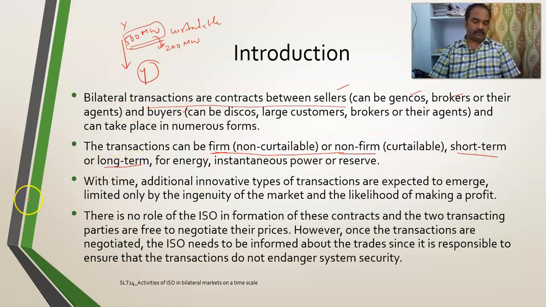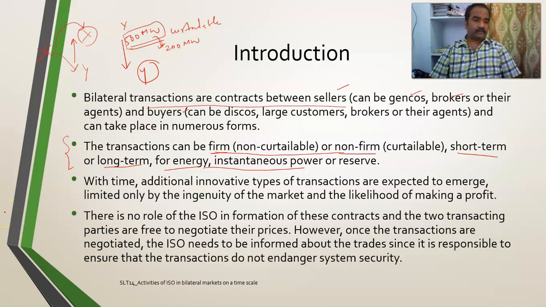They may be for days or they may be for years also. Sometimes they will be for energy, sometimes for instantaneous power, or sometimes for reserve capacity also. So there can be a contract between X and Y for providing reserve capacity, which means he is already buying power from someone, and in case that party doesn't provide, then he will go to X. So this is also a type of bilateral transaction. These are the different types of bilateral transactions.